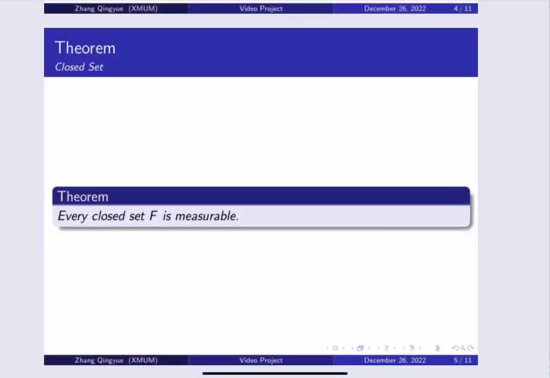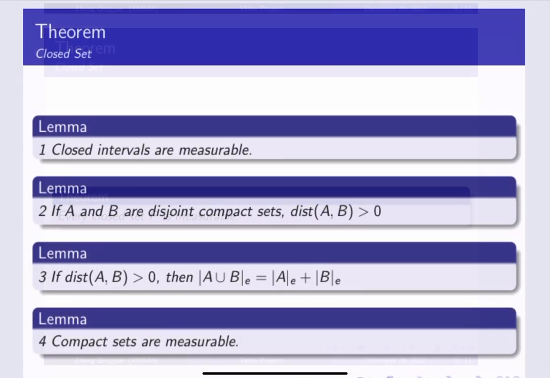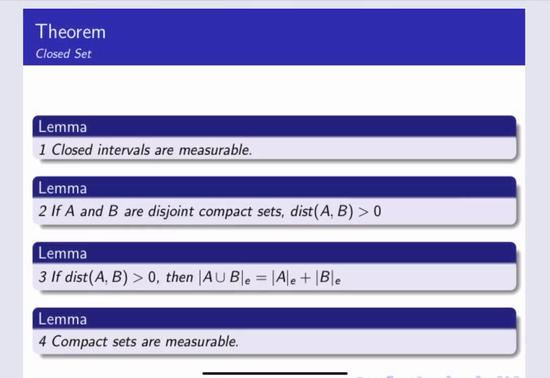Then we come to the next theorem about closed sets. The theorem says that every closed set F is measurable, and to prove this theorem, we need some lemmas. And here are the four lemmas. The first lemma says closed intervals are measurable.